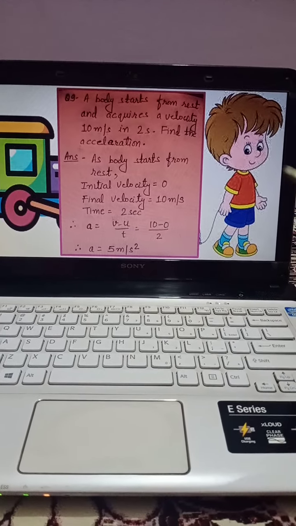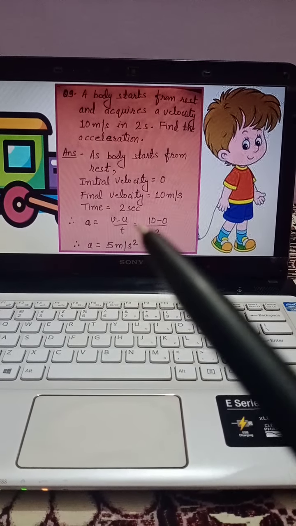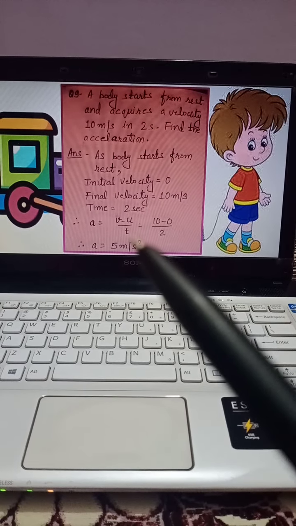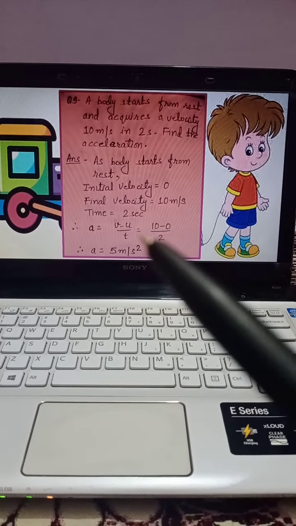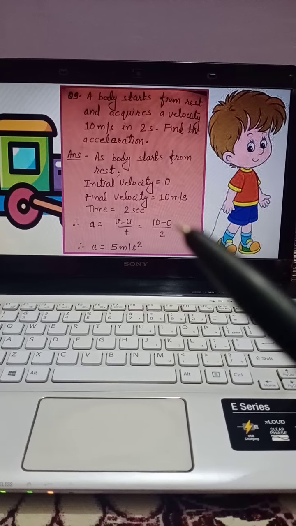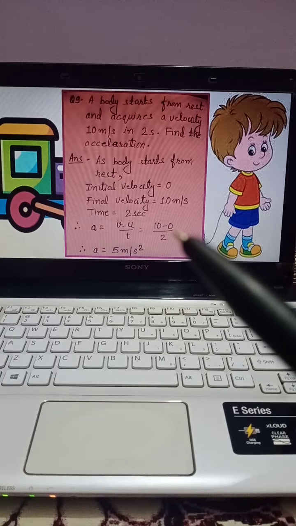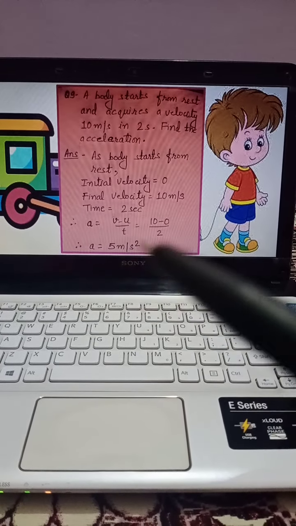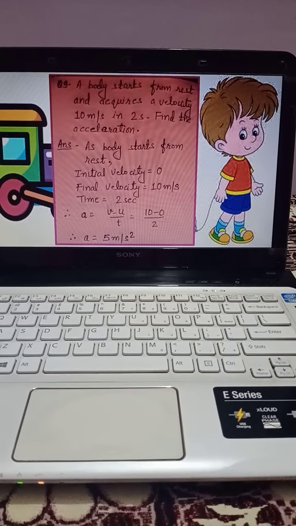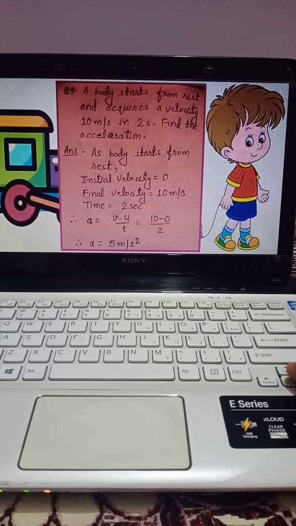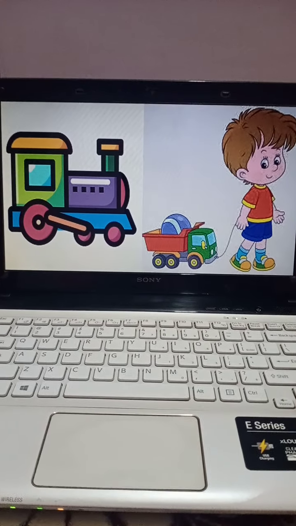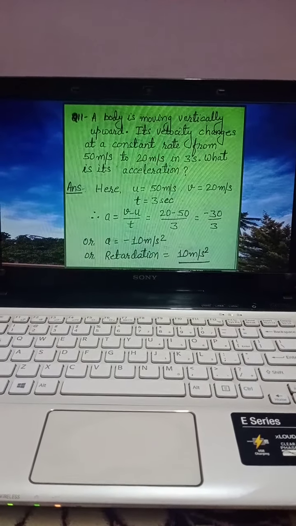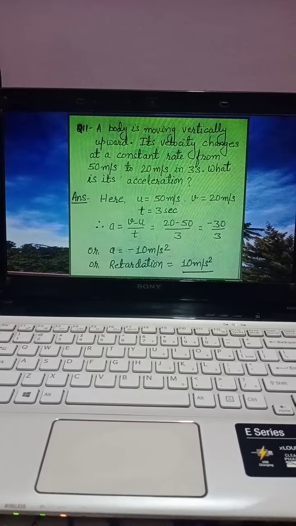Then we are going to use the formula of acceleration, v minus u by t. v means final velocity, u means initial velocity, t is the time. So final velocity 10, initial velocity, as it starts from rest, is 0, and time is 2. So after solving we get acceleration is equal to 5 meter per second square. The next we are going to see the numerical.